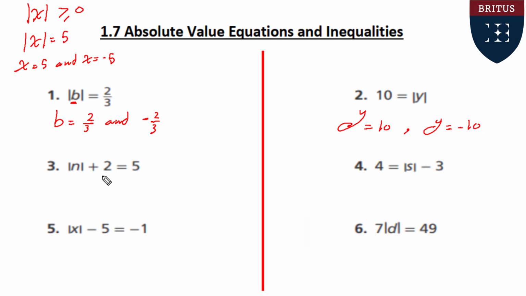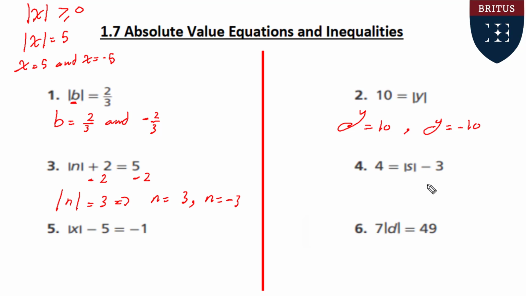Absolute value of n plus 2 equals 5. First step, isolate absolute value of n. Just subtract 2 from both sides. We get absolute value of n is equal to 3. Now we can deduce that n is equal to 3 and n equals negative 3.